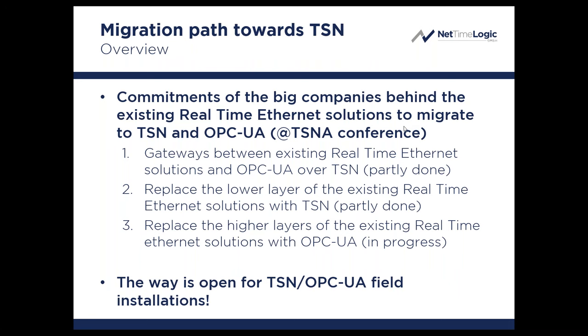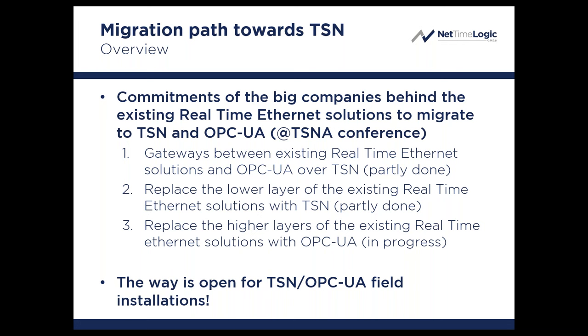So yeah, we've heard a lot about OPC-UA and TSN. It's already two years ago that the bigger companies, talking Siemens, Rockwell, ABB and so on, the ones that drive the other real-time Ethernet standards, made a commitment that they actually want to migrate to TSN and OPC-UA. And they basically showed a path for how they want to do that. First of all, they want to do gateways between the existing real-time Ethernet solutions and OPC-UA over TSN.